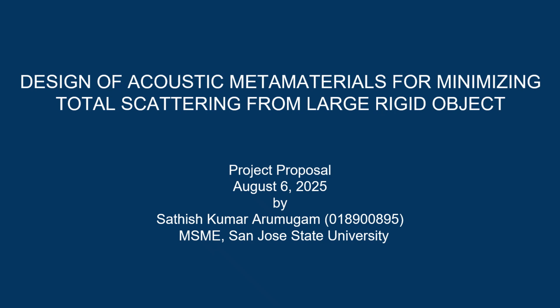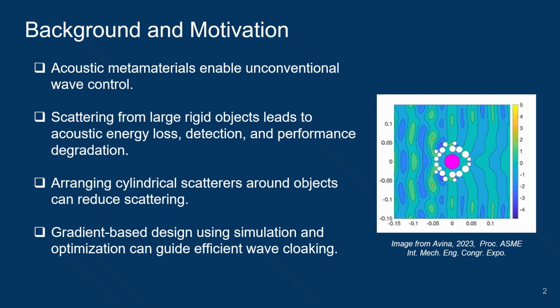Welcome to my project proposal presentation on design of acoustic metamaterials for minimizing total scattering from large rigid object. Acoustic metamaterials are engineered materials that exhibit properties which are not typically found in natural media. These acoustic metamaterials enable unconventional wave control. The scattering from large rigid object leads to acoustic energy loss and performance degradation.